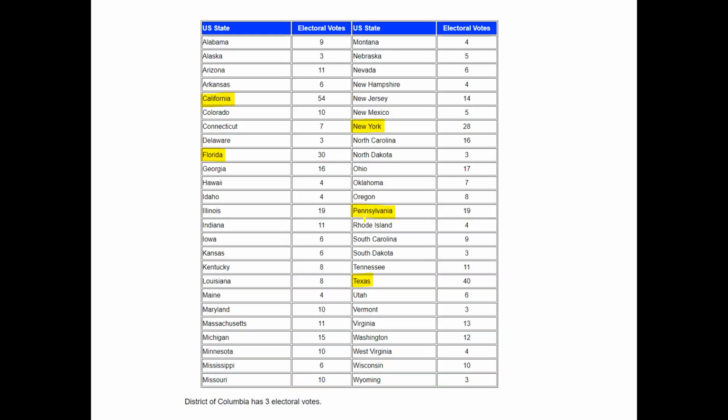Here are the current numbers. The big heavyweights are, of course, California at 54 electoral votes, Texas now at 40, Florida now at 30, New York at 28. These states are generally leaning one way or the other. So the swing states are those that have a pretty significant amount of electoral votes that may not be completely leaning one direction or another.